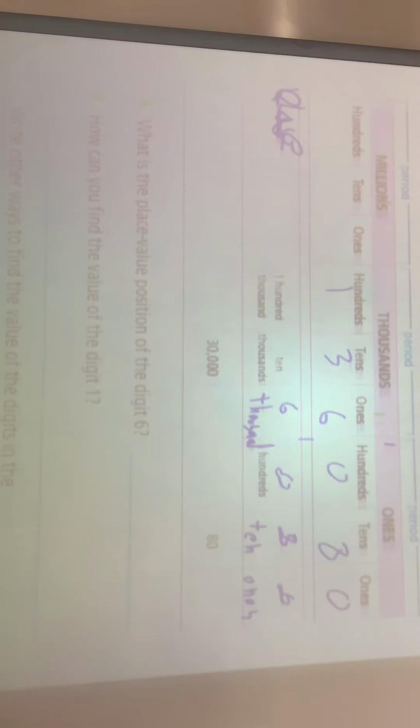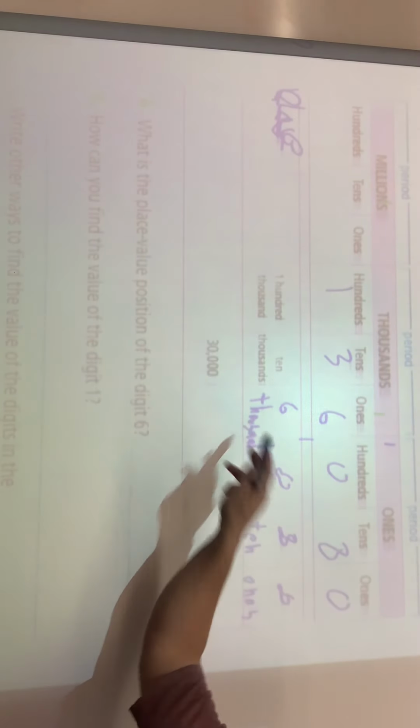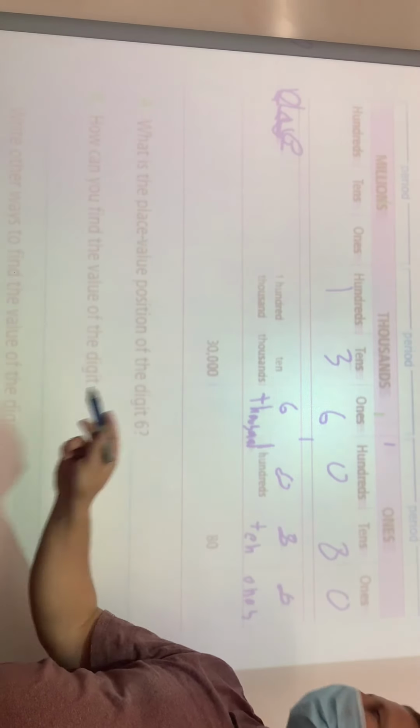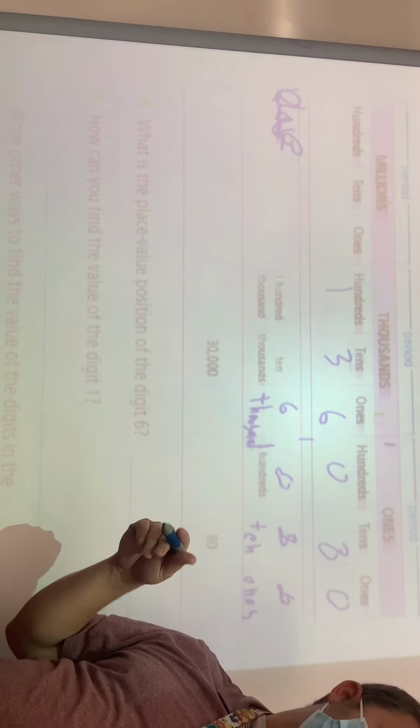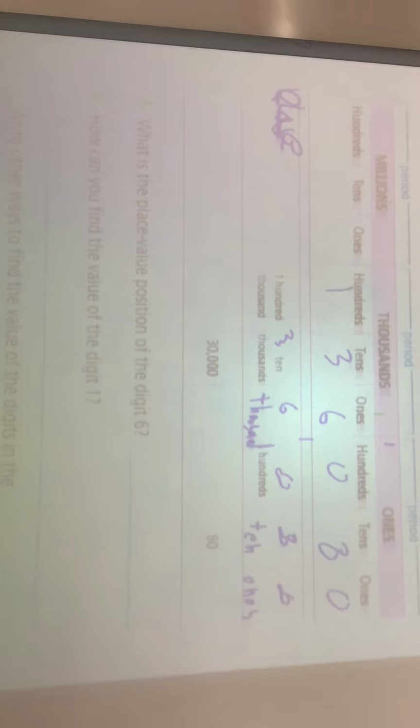Okay, 6,000. Because what that tells me is I have 6 in the thousands. What's this one missing? It tells me the place, 10,000s. How many do I have? 3. Okay, guys, later on in the lesson, it's going to tell you that it wants 2 ways to write or show the value of a number.